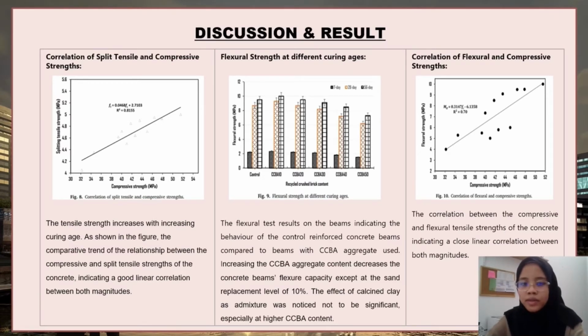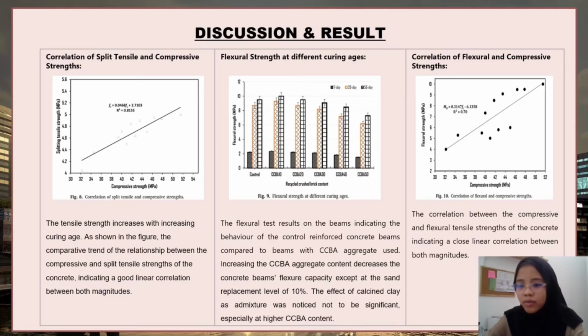For the flexural strength at different curing ages, the flexural test results on the beams indicate the behavior of the control reinforced concrete beams compared to the beams with CCBA aggregate used. Increasing the CCBA aggregate content decreased the concrete beam's flexural capacity, except at the sand replacement level of 10%. The effect of the calcined clay in the mixture was noticed not to be significant, especially at higher CCBA content.